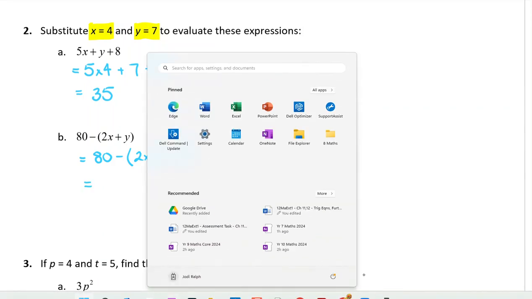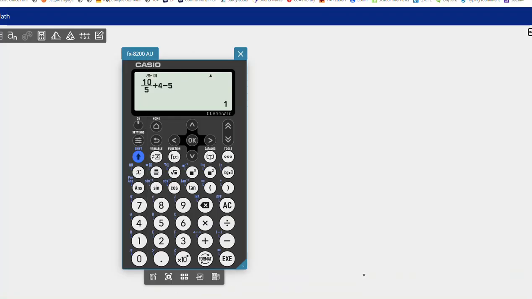Again, in your calculator, there are brackets to use, which are just here. If you can see my little cursor moving around. So we will type in 80 minus, then press the bracket button, 2 times 4 plus 7. Close the bracket, press execute. So we get 65.